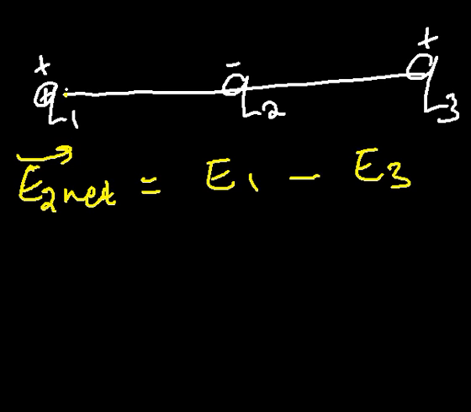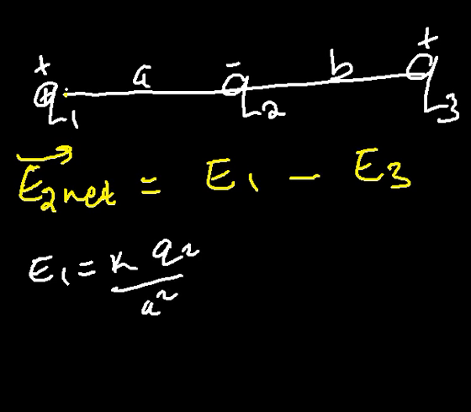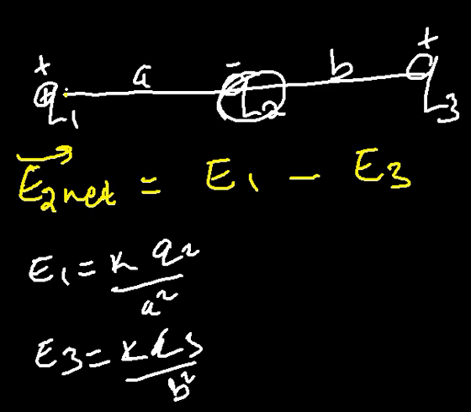Let's say the distances are given as A here and B here. What will be the value of E1? E1 will be given as K charge 1 divided by A square. And what will be E3? E3 will be given as K charge 3 divided by B square. Then we'll substitute and be able to find the net electric field at that particular point.